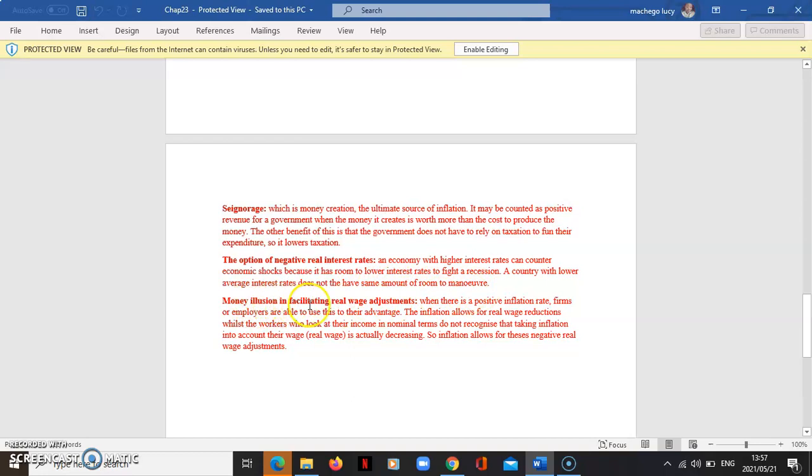Money illusion in facilitating real wage adjustments. When there is a positive inflation rate, firms or employers are able to use this to their advantage. The inflation allows for real wage reduction, whilst the workers who look at their income in nominal terms do not recognize that, taking inflation into account, their real wage is actually decreasing. So inflation allows for this negative real wage adjustment.